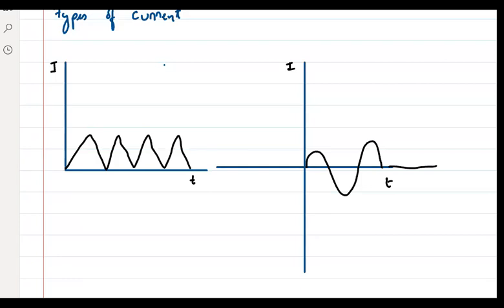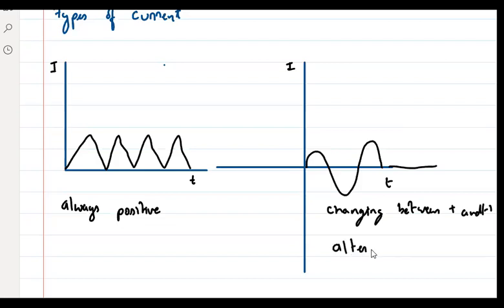I guess all of you can see that in this case, current is always positive. And here it is changing between positive and negative. Yes or no? So I can say it is alternating.